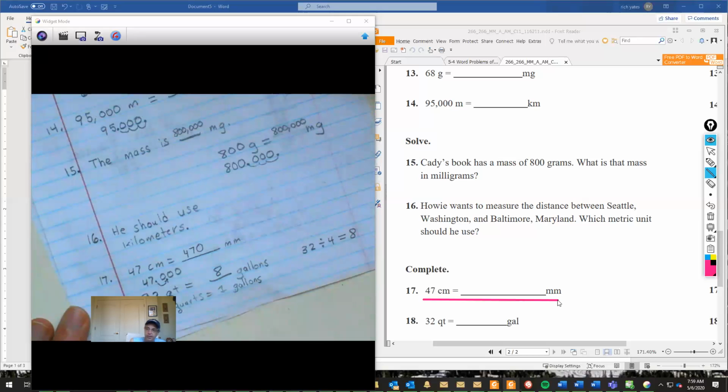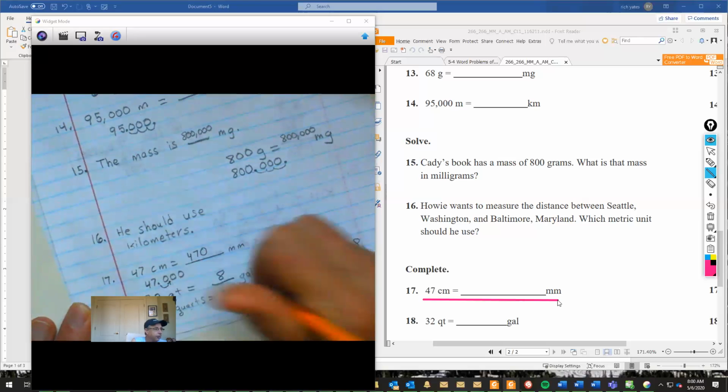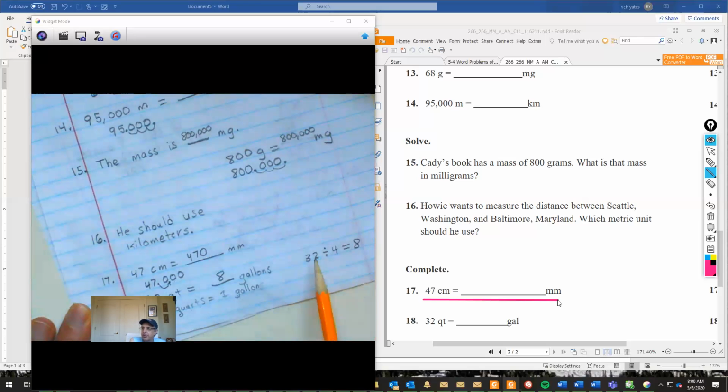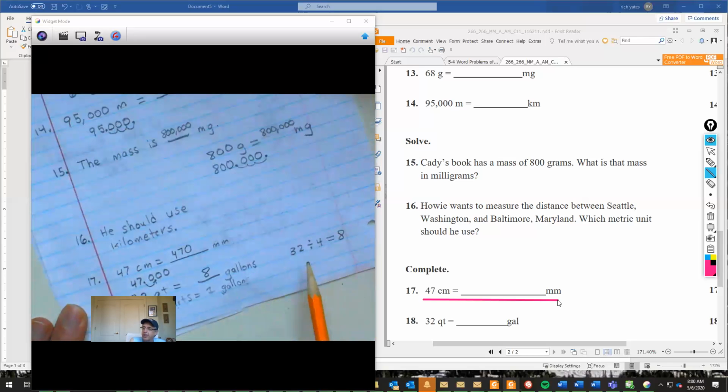And also have here 32 quarts equals blank gallons. I know that 4 quarts equals 1 gallon. So I'm going to erase that word gallon. What I'll do is I'll take 32 and divide it by the number of quarts in 1 gallon, which is 4, and that'll give me 8. So I know that 32 quarts equals 8 gallons.